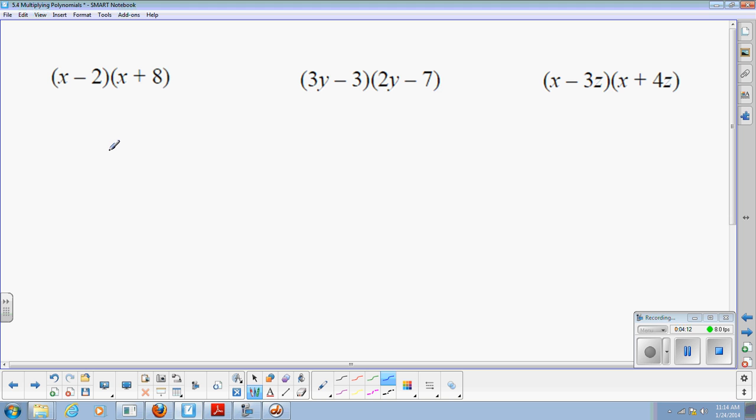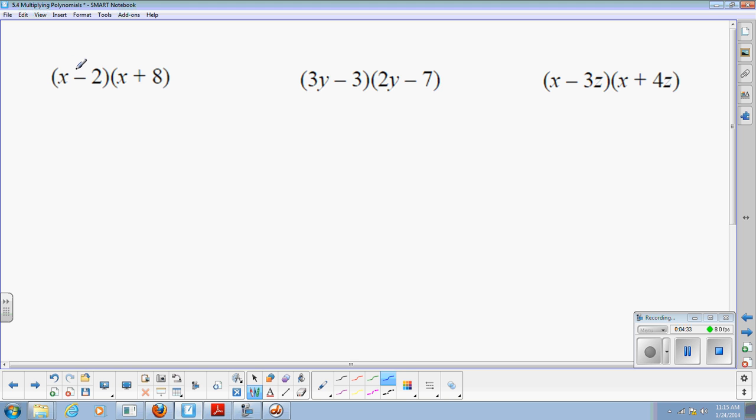Now we're going to do binomial times a binomial. Now there's 3 different ways we can do this. 2 of the ways work with any type of situation, whether it's a binomial times a trinomial, binomial times a binomial. And the third way is a way that works only on binomials. So we're going to start with the 2 methods that work on any type of multiplication of polynomials.